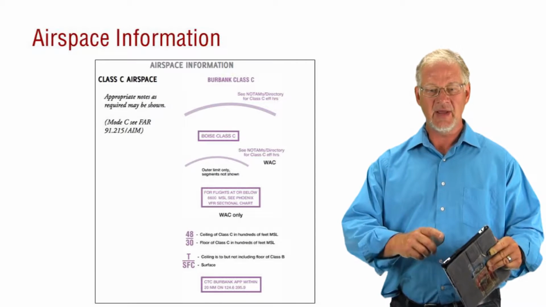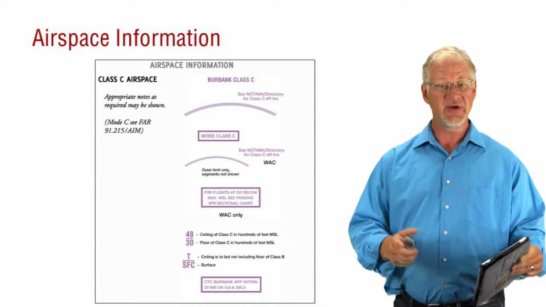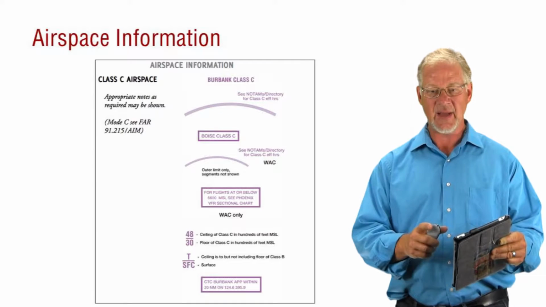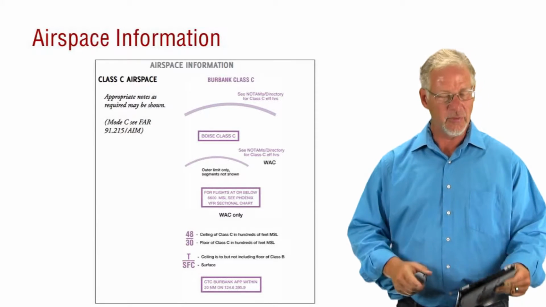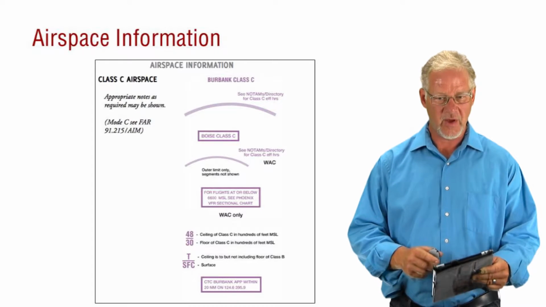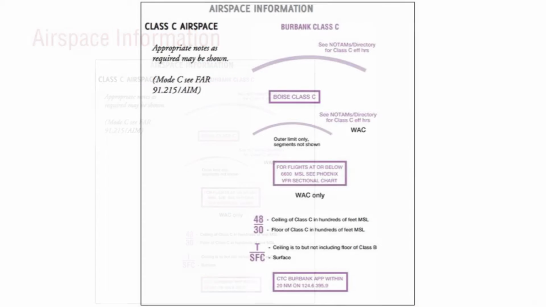So let's take a look now at Class C airspace. This is airspace information for you to be able to operate. We're going to pick Burbank as a Class C airspace. So as we pull this up full screen, let's walk you through it from the top to bottom. For any type of NOTAM that you're going to have, it's going to have Class airspace and that information.